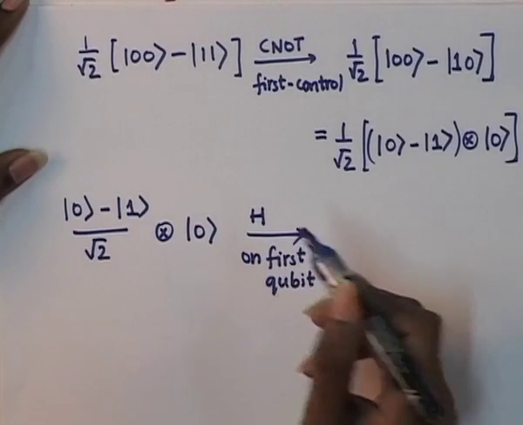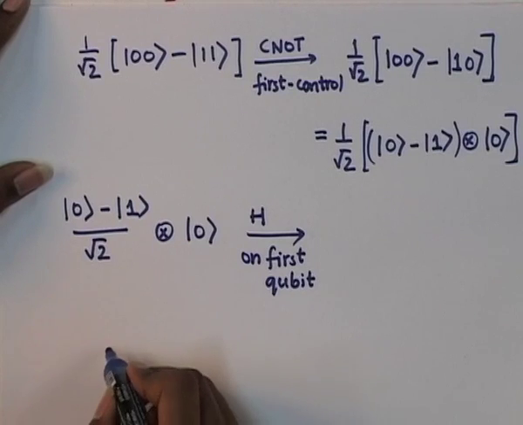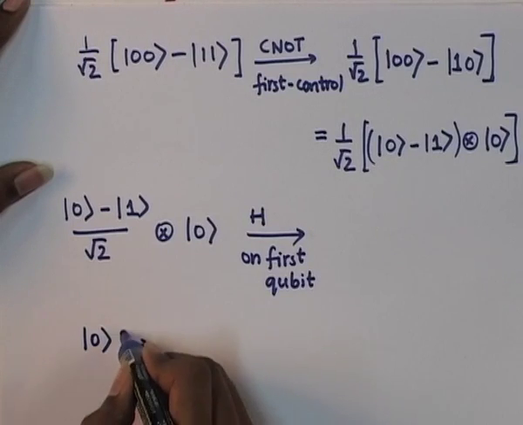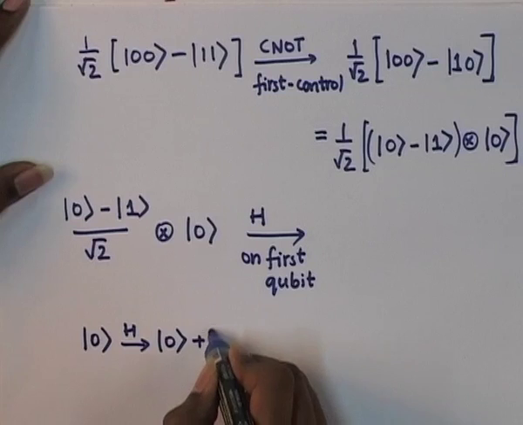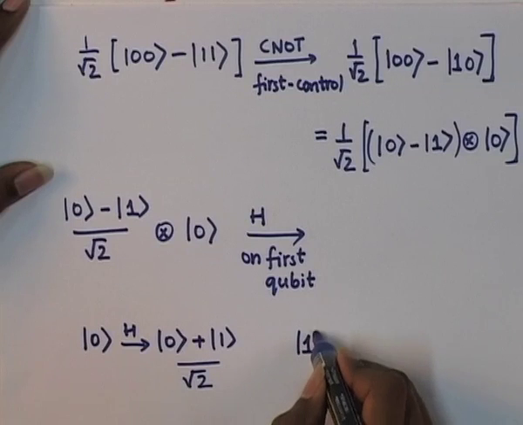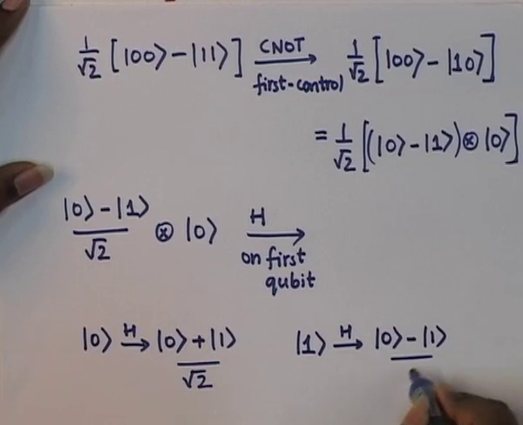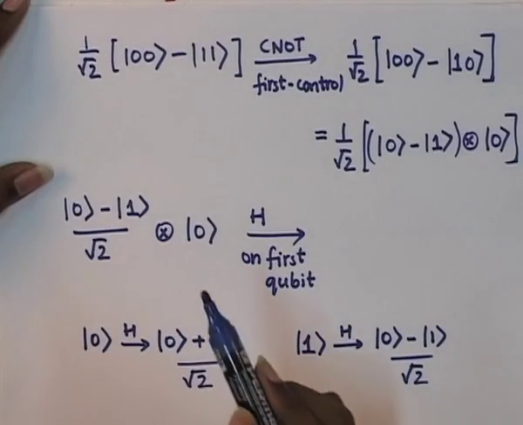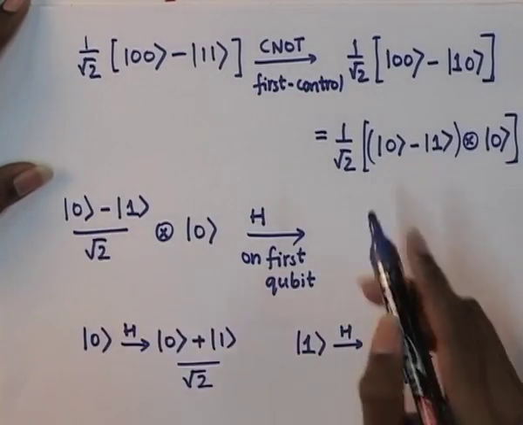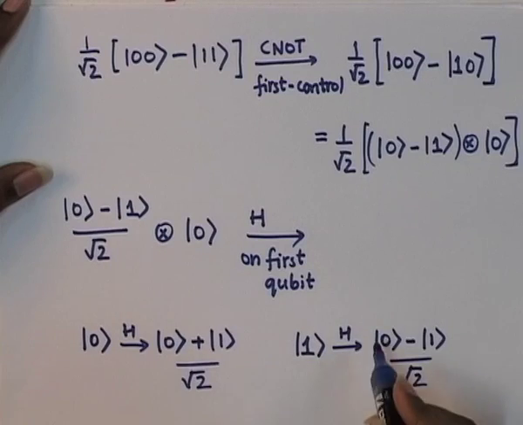We know that on applying Hadamard gate on 0, we obtain this state, and when Hadamard gate is applied on qubit 1, we obtain this. So based on these two results, when Hadamard gate is applied on this state, the qubit 0 transforms to this state and qubit 1 transforms to this state.